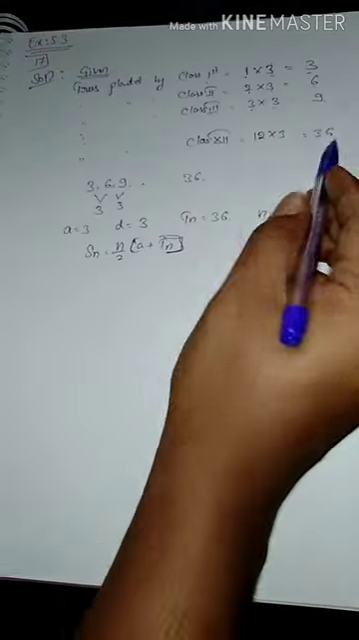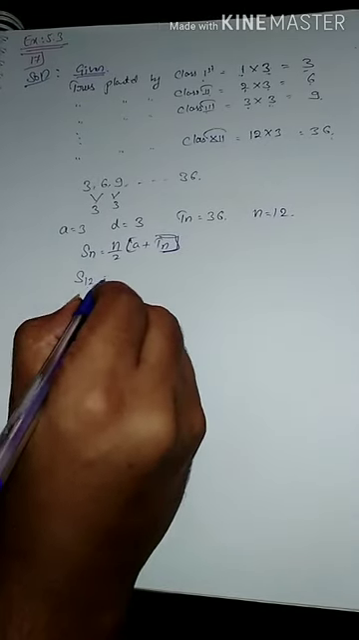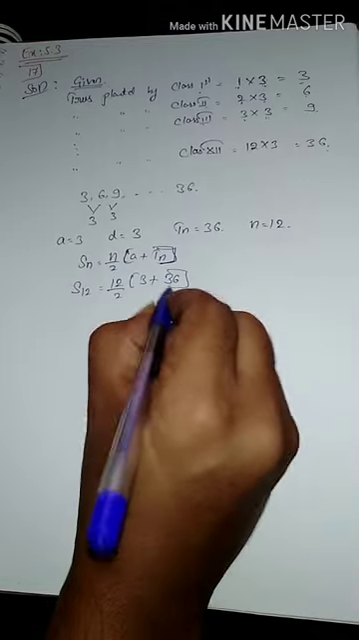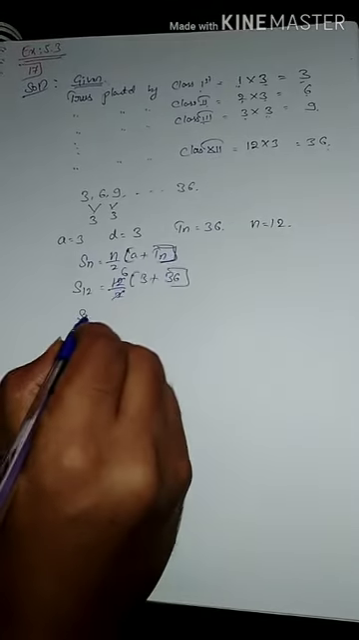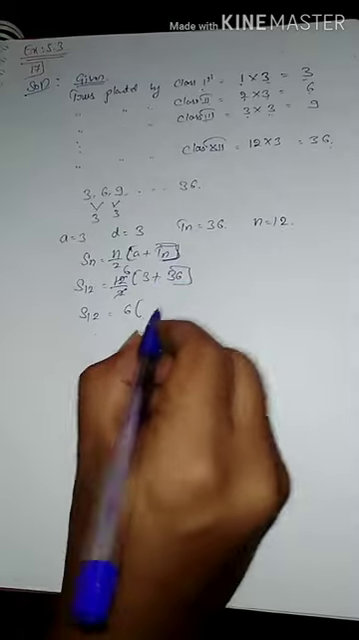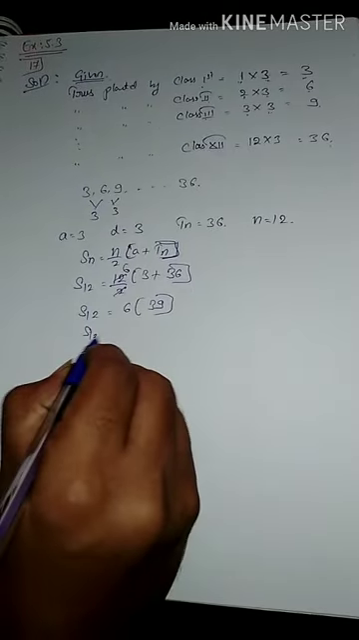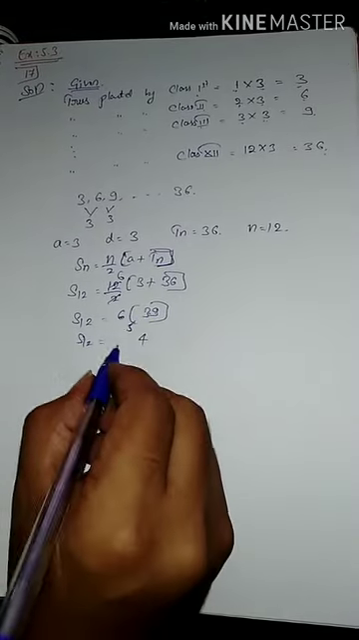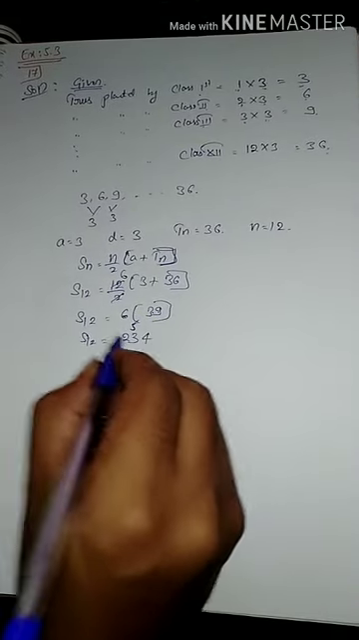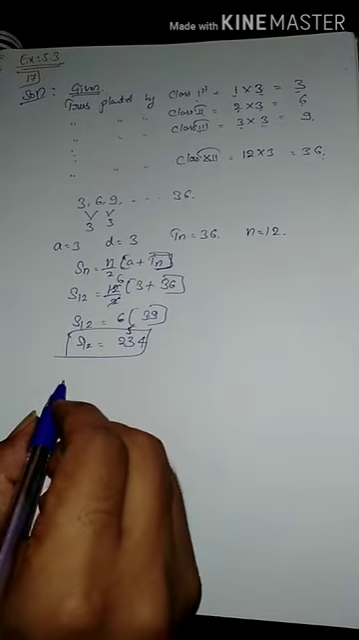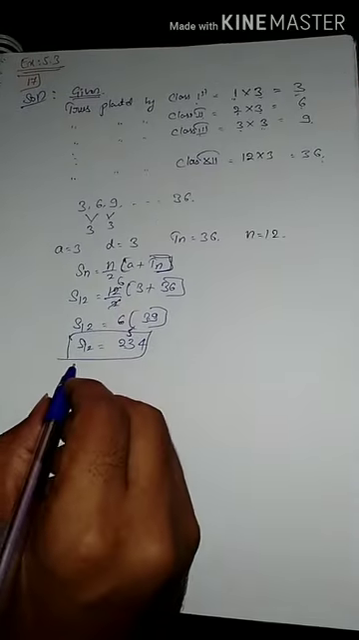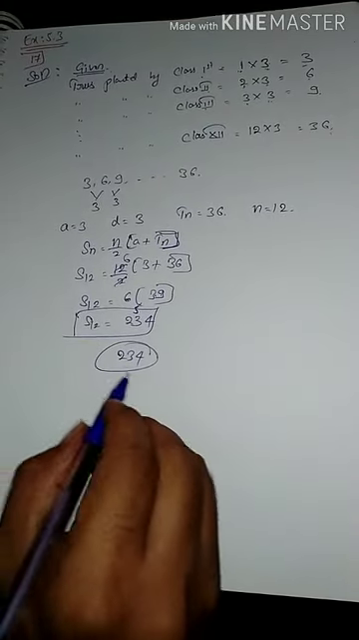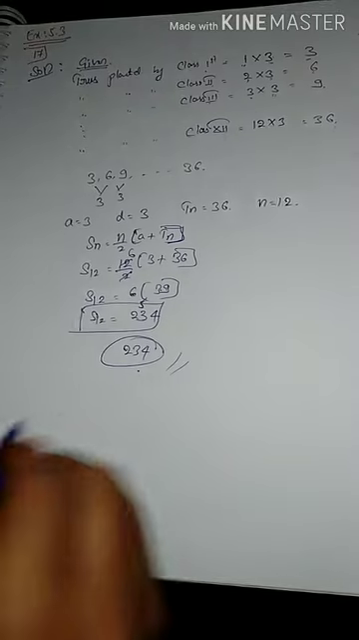In the question last term is given, and S12 is equal to 12 by 2 into (A is 3 plus Tn is 36). 2 1s are 2, 6s are 6. So S12 is equal to 6 into (36 plus 3 is 39). So S12 is equal to 6 9s are 54. 5 is carrying, 6 3s are 18. 18 plus 5 is 23. Therefore S12 is equal to 234. Hence, the total number of trees planted by school is 234.